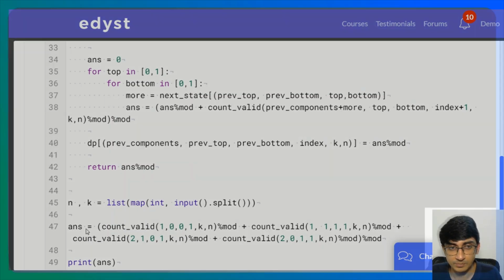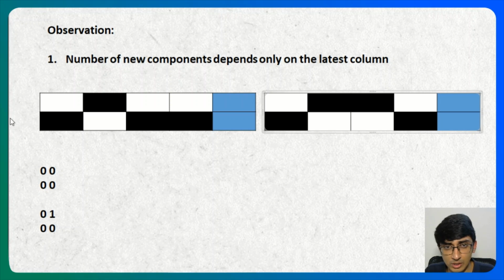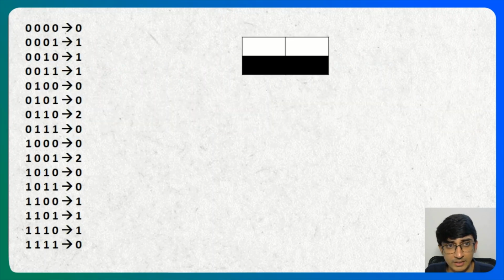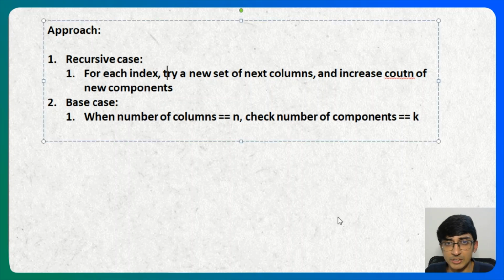So just a final recap of what all we did. We first figured out that we are going to store for each index, try a new set of columns and increase the count of the new components. And when the number of columns is equal to n, then you check for k. The other optimization that we did on top of this was figuring out whether we have come across this state earlier or not. And if we have, then just return the same answer. That is, we store that answer. In all other cases, we are actually calculating and then storing that answer. So this is heavier on space, but it doesn't cause us to spend time on recalculating the same problems that we had calculated earlier.